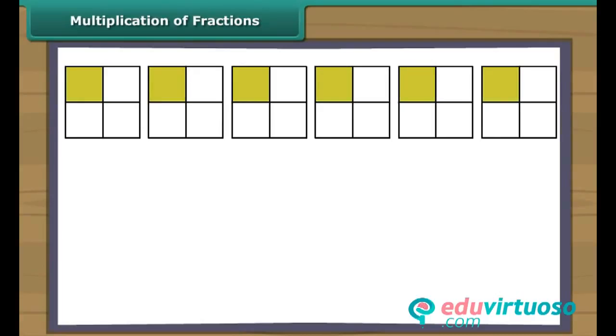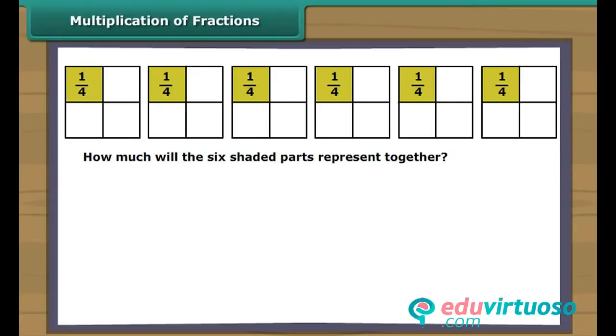Multiplication of fractions. Look at the picture. All the squares have shaded part. Each shaded part is 1/4 part of a square. How much will the 6 shaded parts represent together?